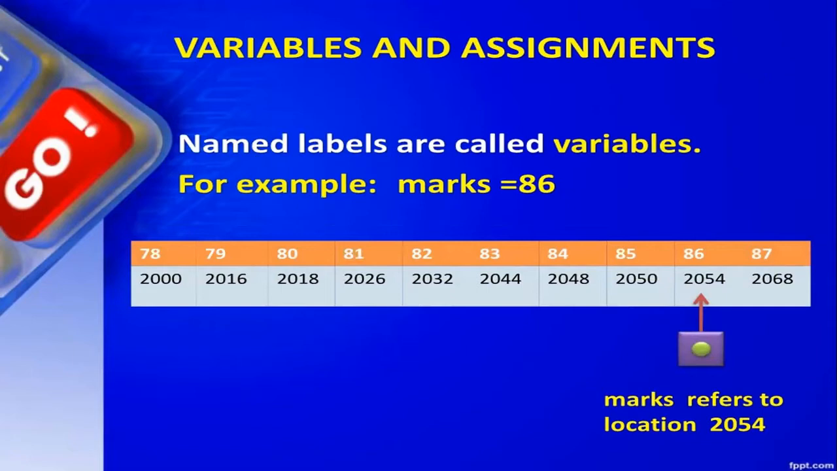In Python, every element is normally called an object. Hence, a variable is also an object in Python. An easier way to remember is that named labels are called variables. So when I say marks equals 86, over here the word marks is a variable, and 86 is the value.